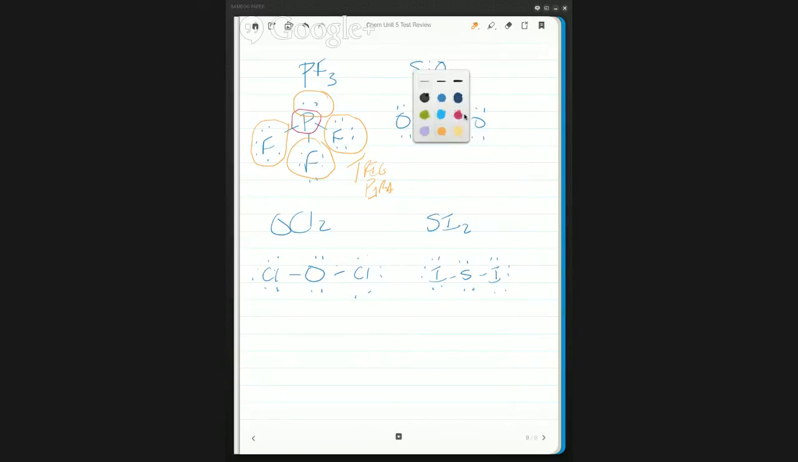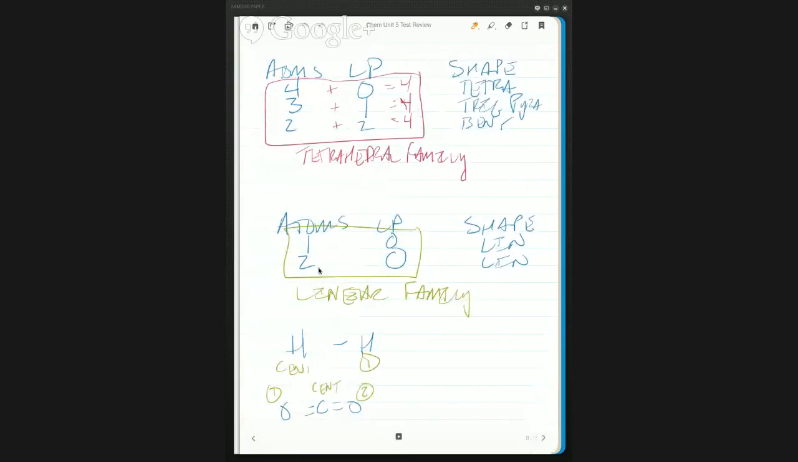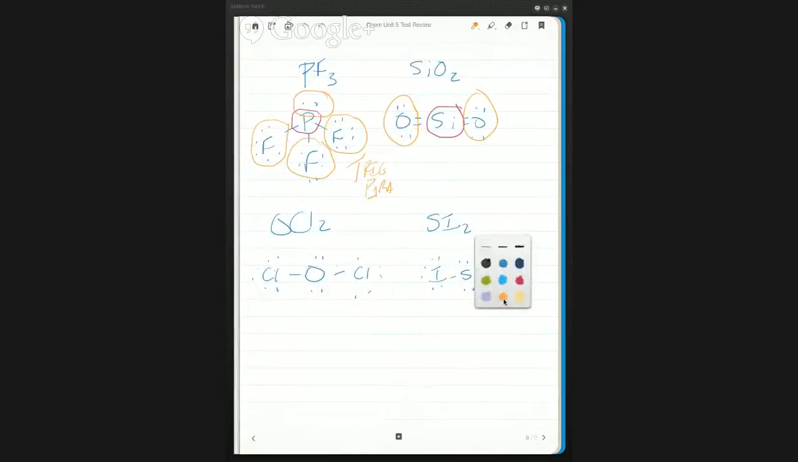SiO2. Here is your central atom. Things bond to the central atom. We have 1, 2, nothing else on there. So 2 things, both of them are just atoms. 2 things, no lone pairs, linear. All right, linear.